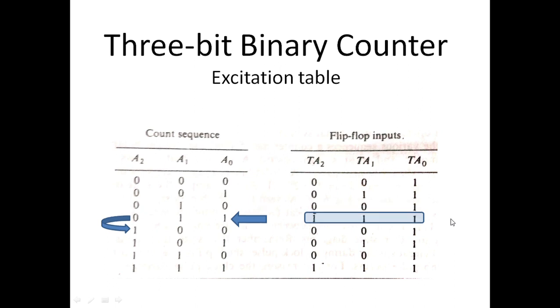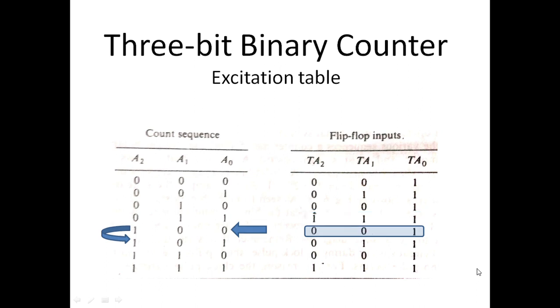Similarly, if we are in this state 0, 1, 1 and we want to come to this state, then we have to toggle the state of flip-flop 0. We have to toggle the state of A1. We have to toggle the state of A2. So we provide 1, 1, 1 at the T input of the 3 flip-flops. So this will enable us to move from this state to this state, or we can say that it will change the current state from these values to this value.